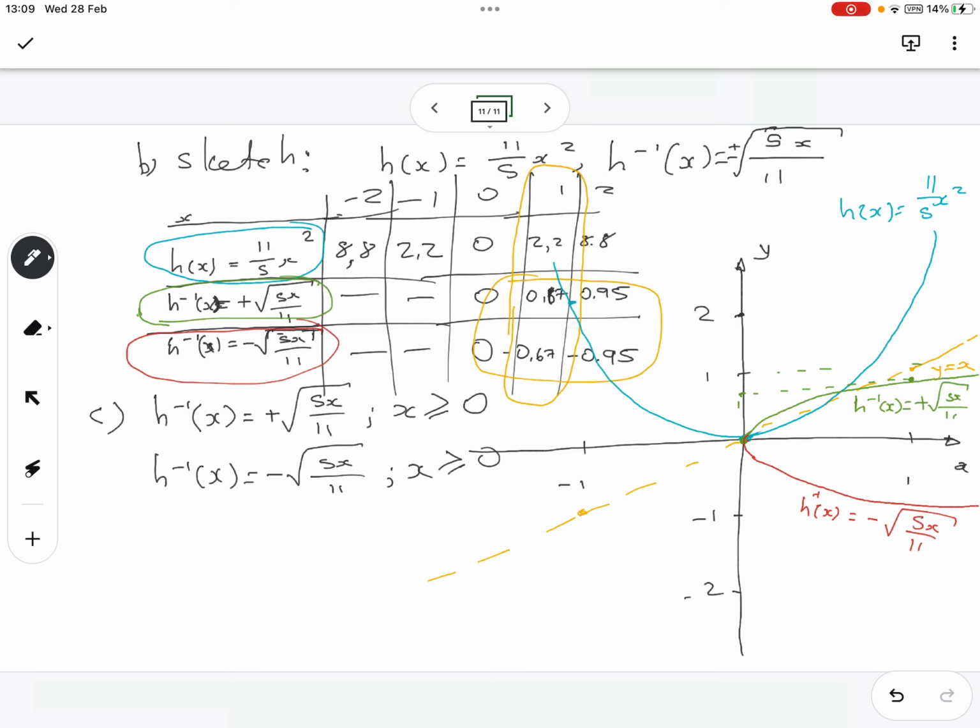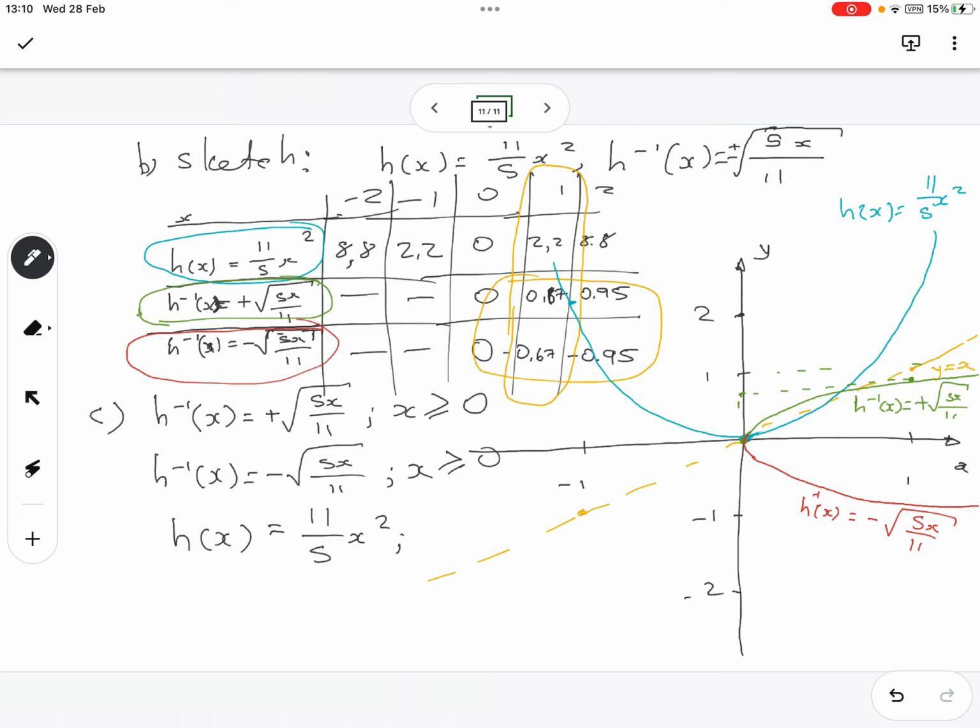Alright. But they said for the h of x, we must restrict the domain of h, not the inverse, so that the inverse is a function. Because h of x is a function on its own, and then the inverse is not a function. So we must do something to the normal function. Okay, so how do we answer that one?